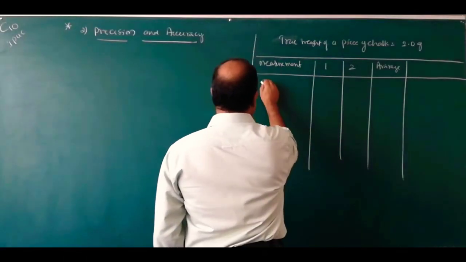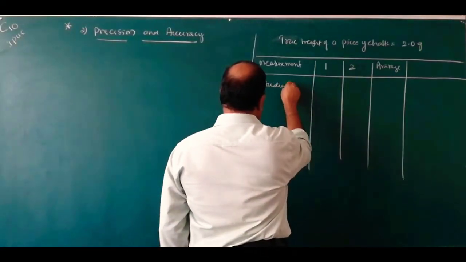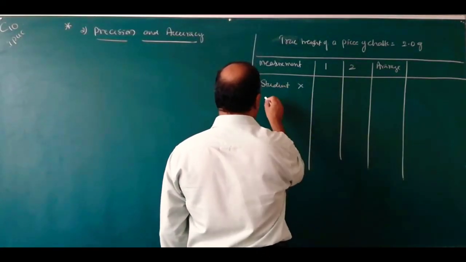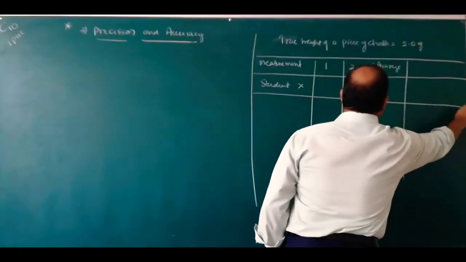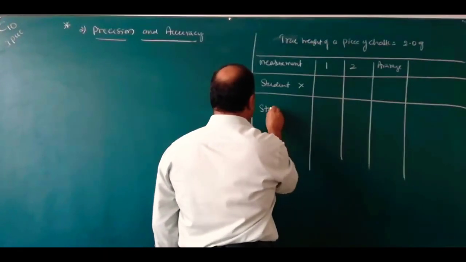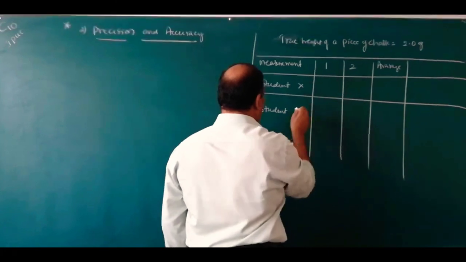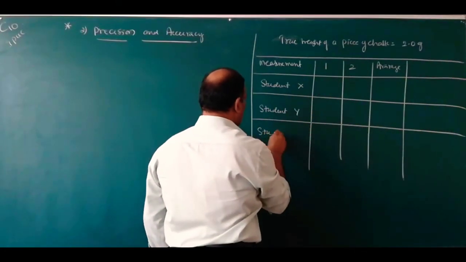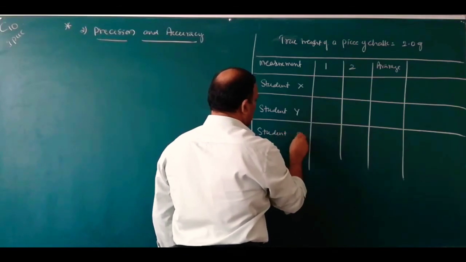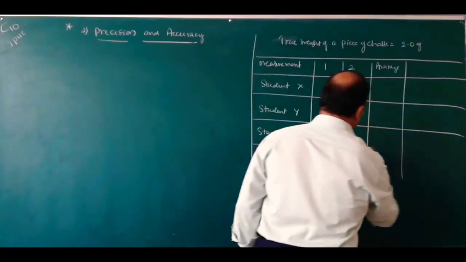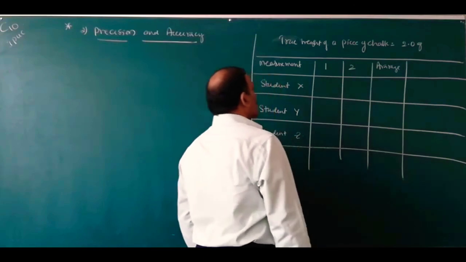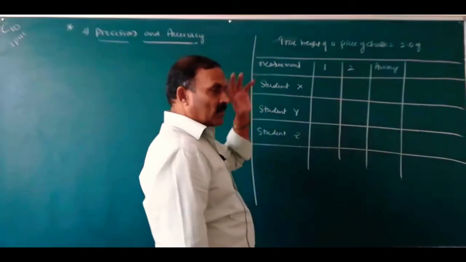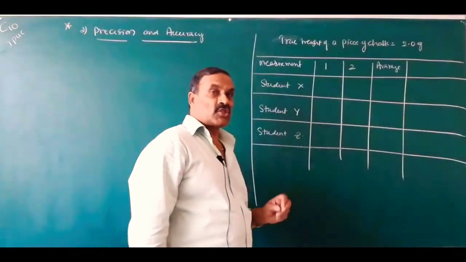Measurement. This is student X, and then this is student Y, and this is student Z. Student Z. So the first student, what is the actual weight or the true weight?